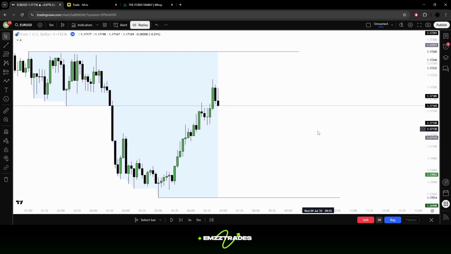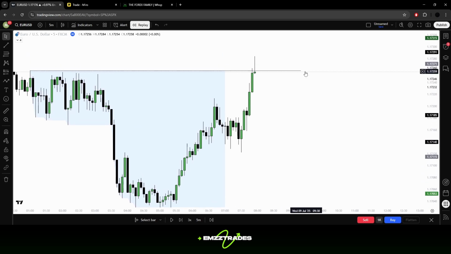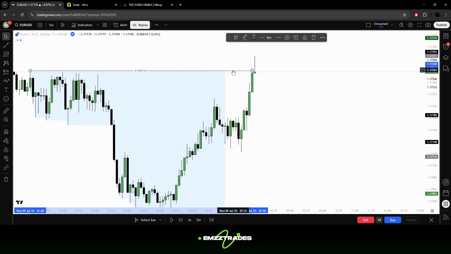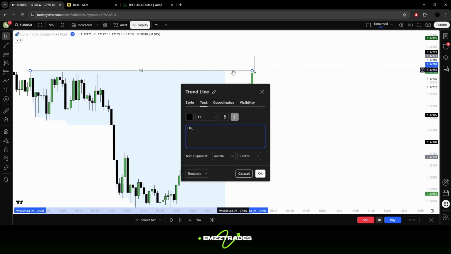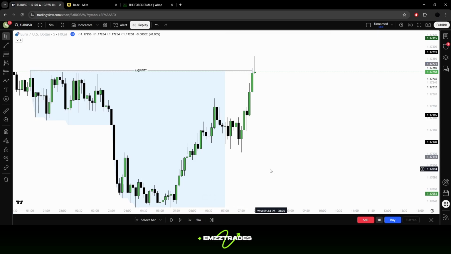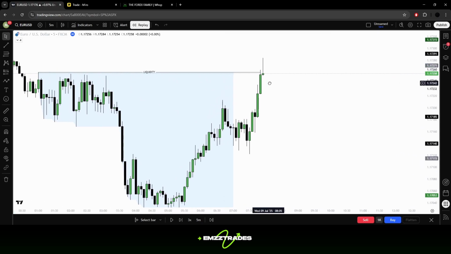But as soon as you mark out the highs and the lows, you need to figure out which one of these two sides gets swept first. So I'm going to play price forward now, and as you can see, the highs have completely been swept. So what I'm going to be doing now is marking this out as my liquidity point right there. That's going to be my Asian session liquidity, Asian high range liquidity.